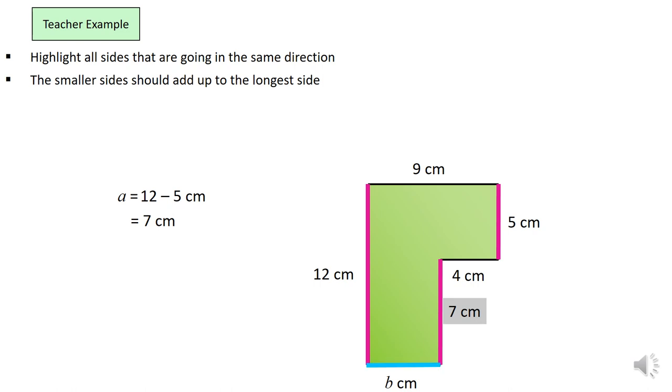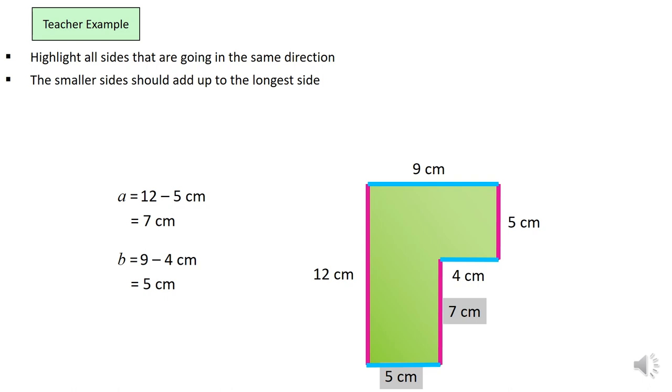Okay, now we want to focus on B, so we need to focus on all the horizontal lines. So we've got 4 centimeters and 9 centimeters. Now, how will we find B? Just the same as with A, except these are horizontal lines. We're going to do 9 subtract 4. And that will give us 5 centimeters. So therefore, B must be 5 centimeters.